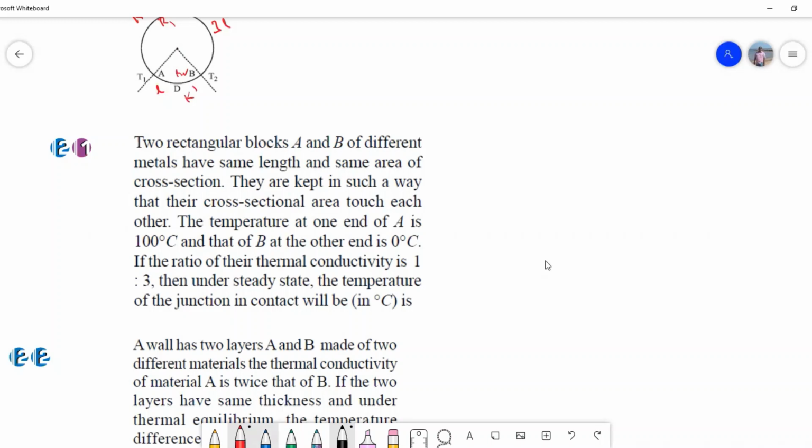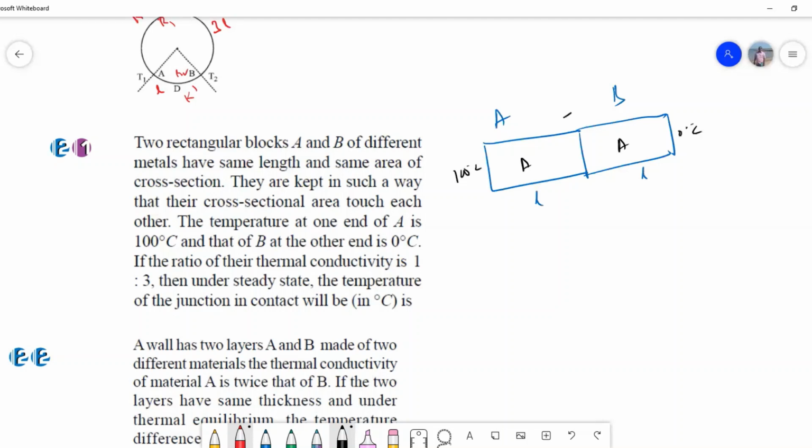So we did the same model before. Again, the same question, they are in series. Let's take the blocks, this is A and this is B. The same length is given, and the same area. The temperature at the end of A is 100, and the other end is 0, and it is asking for the junction temperature. One condition is given about the conductivities. Let's take this as K and this will be 3K. So simply let us equate the heat currents.